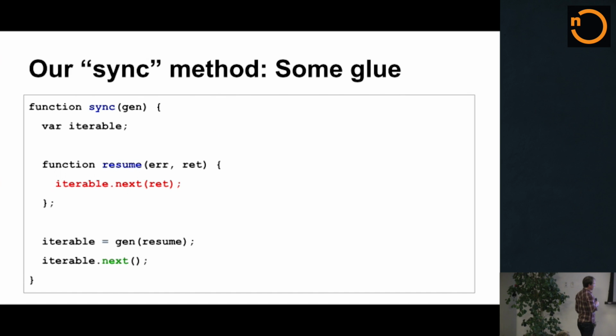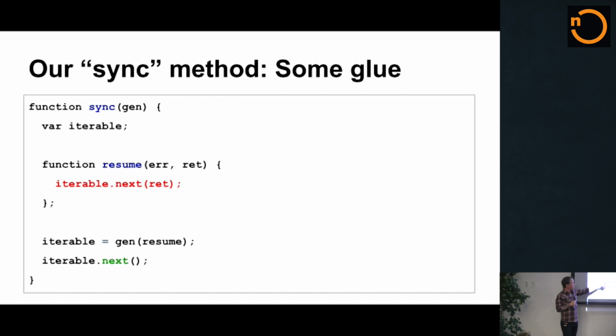I cheated a little bit in this presentation. The signature to resume follows the Node style, error first and then return value syntax. I kept going with the browser examples that I've got here because it serves the talk really well. But many of the libraries I'm talking about, like GenRun and Co, will handle this more intelligently for you. Ultimately, what they do is pass a function which will allow you to resume the generator function that your code is running in.